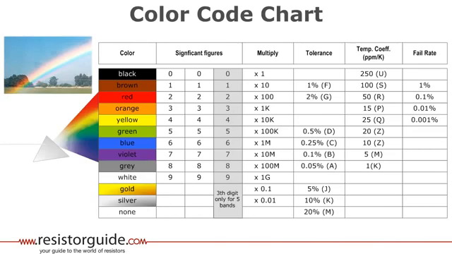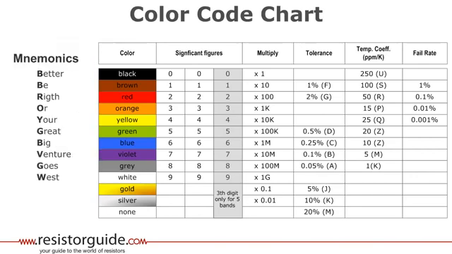Another way to remember the sequence of colors is to use the so-called mnemonics. An example is, "Better be right or your great big venture goes west." Many variations exist, some more memorable than others, and some might not be appropriate for classroom use.